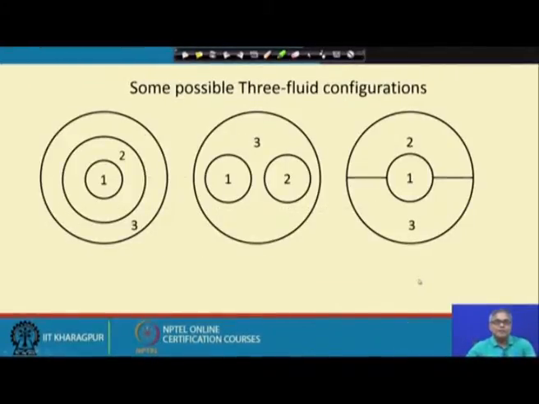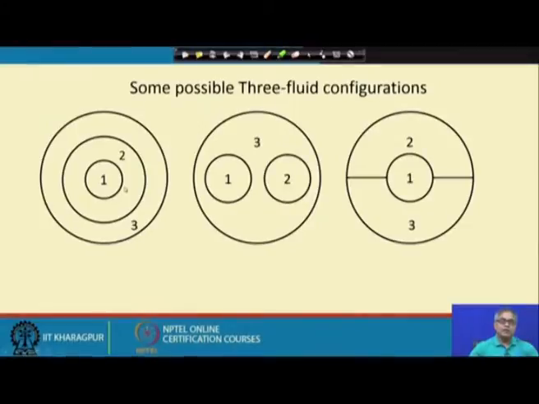Here I have schematically shown three heat exchangers. These are all tubular heat exchangers. The metallic envelope is of circular shape. The cross section of the metallic envelope is of circular shape. I have taken the cross section. In the first case, you can see there are three fluids in through three passages. The central one I have marked as 1, the intermediate one is 2, and the peripheral one is 3.